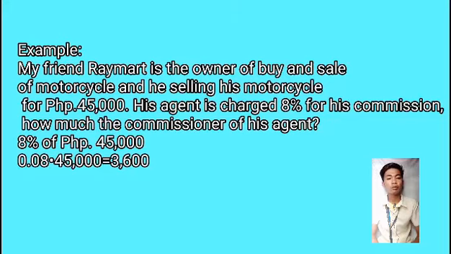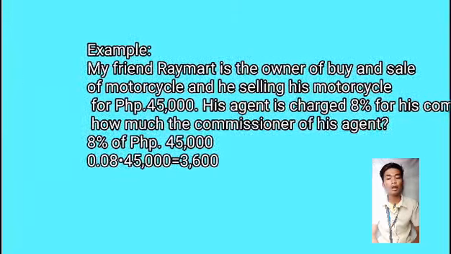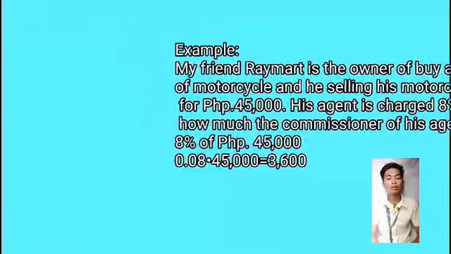8% converted to decimal is equal to 0.08. 0.08 times the 45,000 is equal to 3,600. The total commission of his agent is 3,600.